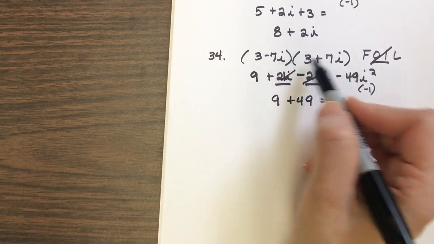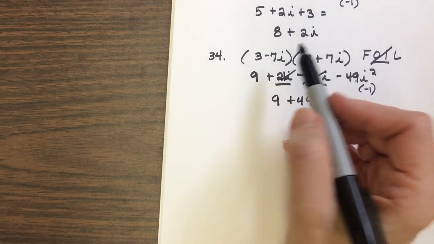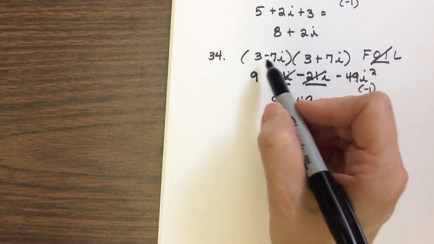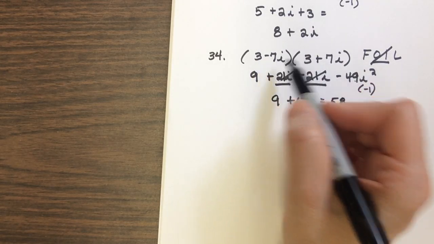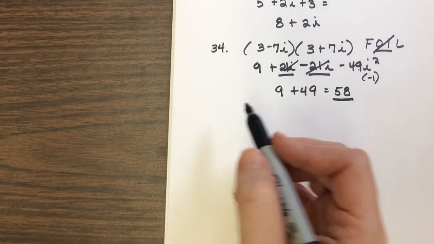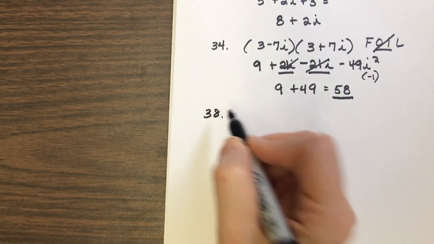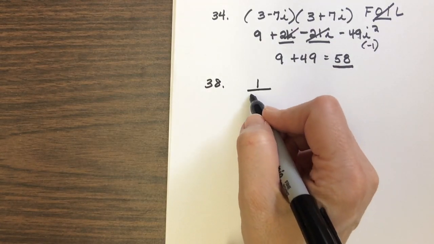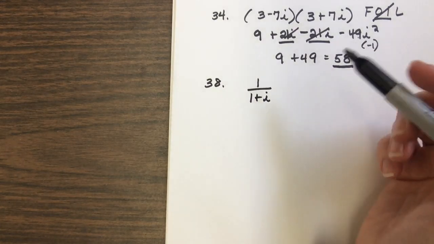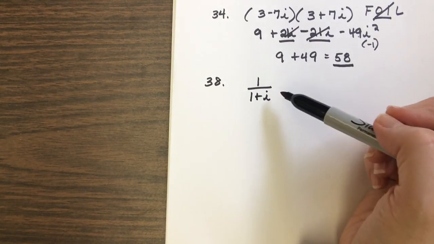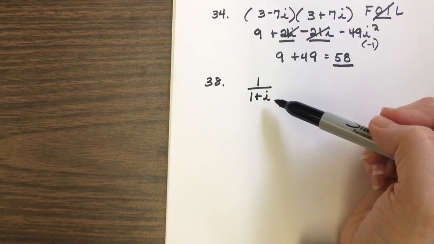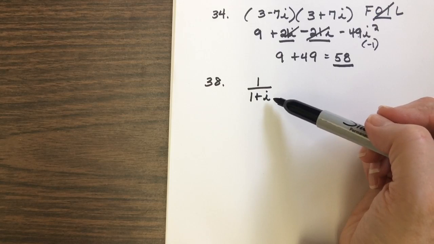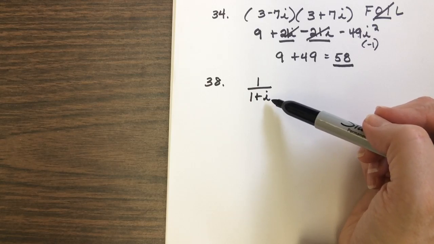Alright, so these are actually called conjugates, complex conjugates, because they are the same terms, but the sign in the middle is different. Alright, so if I bring in 38, for example, and I'm looking at 1 over 1 plus i. Alright, now, what's the big deal with this? The big deal is i, by definition, is the square root of negative 1. And at this point in this course, we don't leave square roots in the denominator. So I'm going to get rid of this i in the denominator.